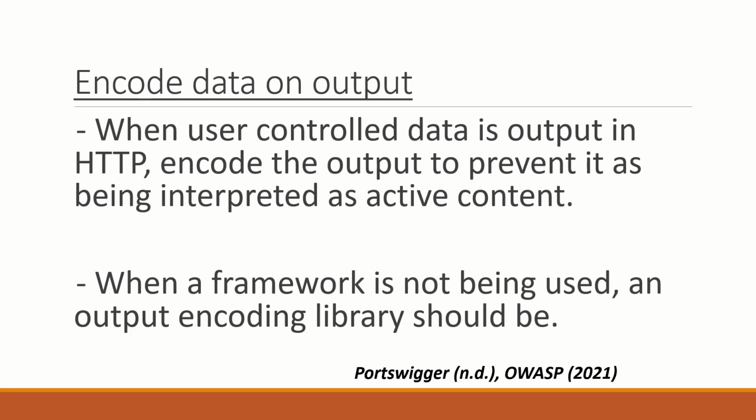And so the other main way of preventing against cross-site scripting is by encoding data on output. So when user-controlled data is output in HTTP, encode the output to prevent it from being interpreted as active content. So what this is essentially doing is making sure that whenever a user inputs something, what is outputted cannot be made active content such as a script. And when a framework is not being used, an output encoding library should be. This is because a lot of frameworks when creating websites already have a lot of preventative measures against cross-site scripting, but where one is not used, an encoding library should be.